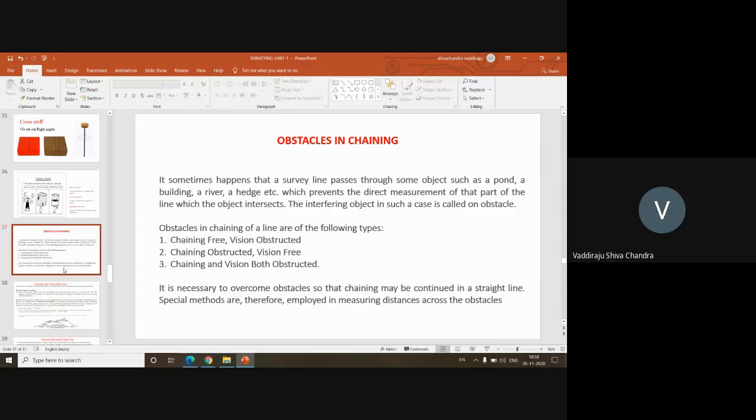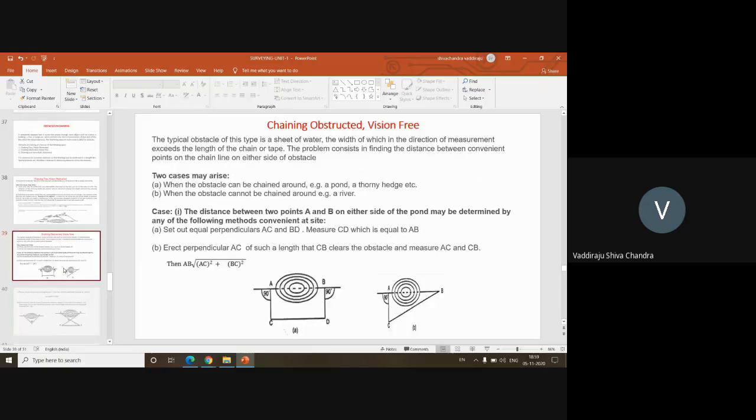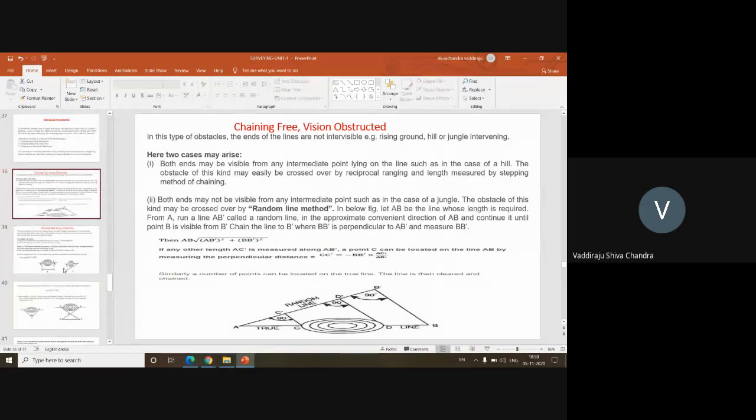And the third choice is both chaining and vision obstructed. You can't do the chaining along the required line, and you are not able to see both the endpoints. So these are the three possibilities of obstacles in chaining. We can't stop or avoid the work. We need to ensure that the work is completed and the final report is generated. So how do we solve that? These are very simple basic techniques we are going to learn here, using geometric principles which you have learned in your schooling. This is one possibility: chaining free and vision obstructed.